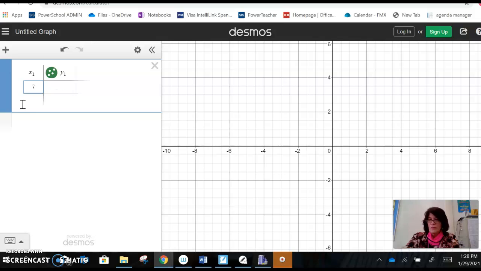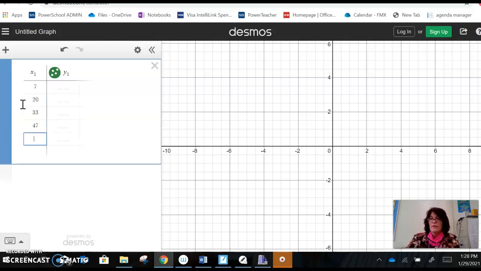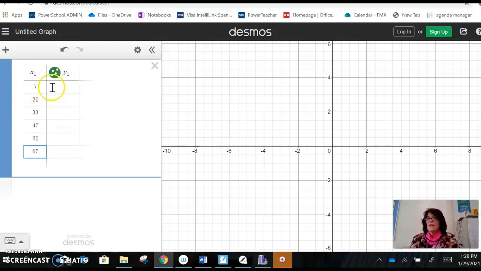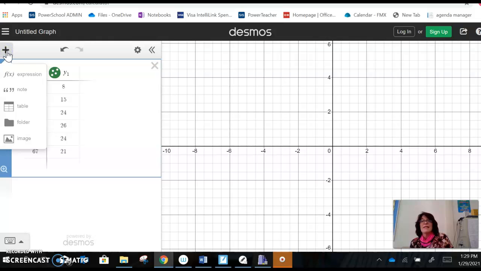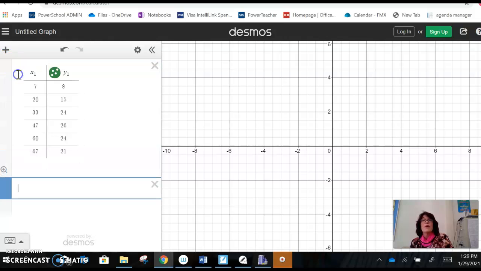The x coordinates were 7, 20, 33, 47, 60, and 67. The y coordinates were 8, 15, 24, 26, 24, and 21. And we're going to put the plus again and say we would like an expression. This part's a little different.